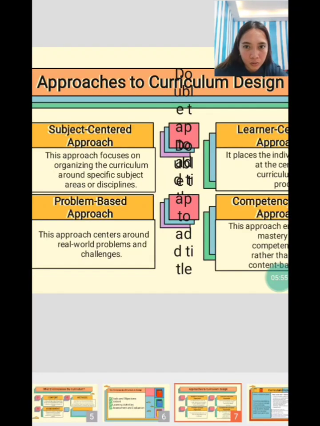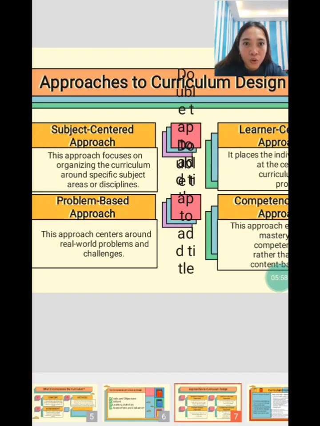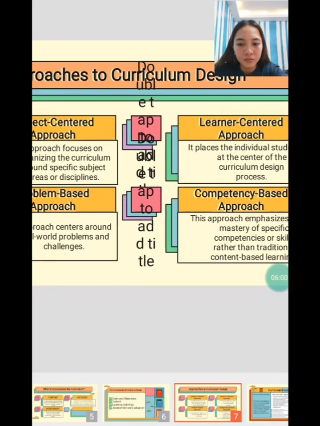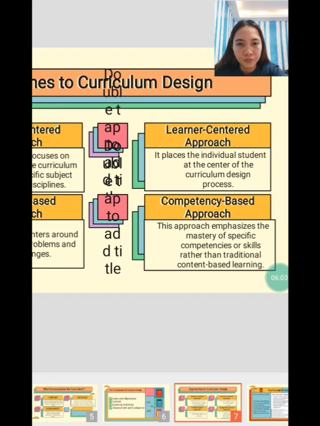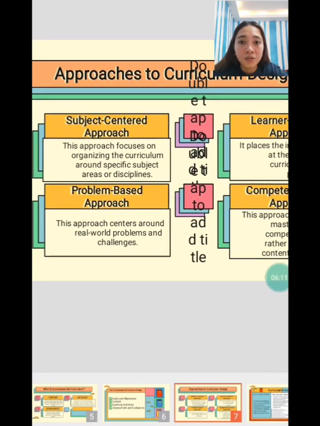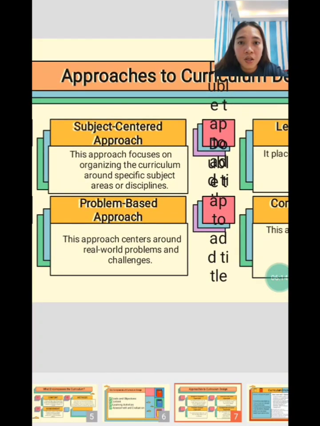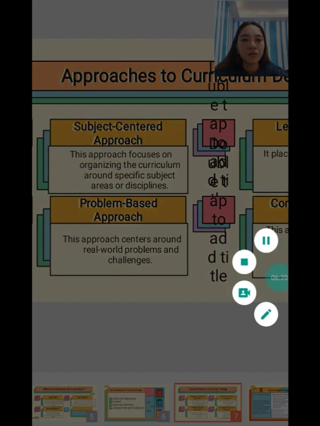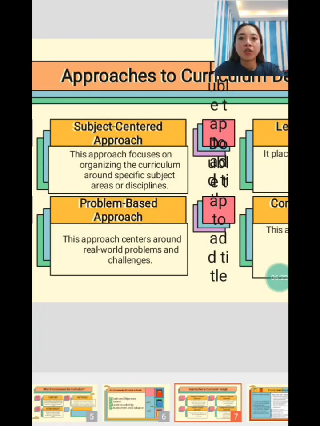Next is about approaches to curriculum design. First is the subject-centered approach. This approach focuses on organizing the curriculum around specific subject areas or disciplines. So, subject-centered approach, from the word itself, subject-centered, it emphasizes the mastery of subject-specific knowledge and skills.